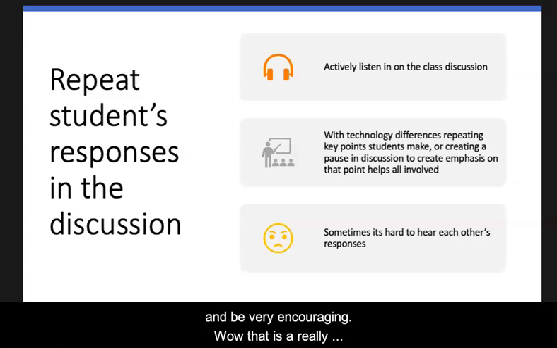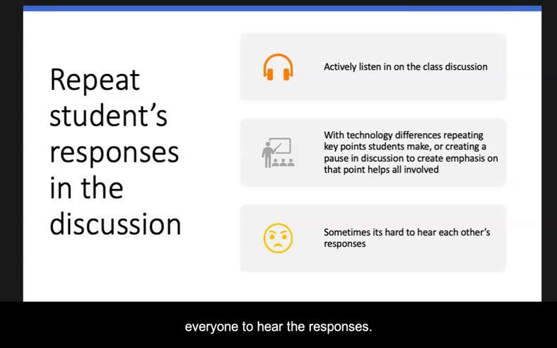Say, wow, that's a really interesting point. Can anyone else think of other ways to say that? Or can anyone else apply the vocabulary we learned for this course to that point to really bring it all together? And sometimes, unfortunately, due to technology differences and internet connections, it's just really hard to hear each other's responses. And therefore, repeating student responses in the discussion encourages whole class discussion by allowing everyone to hear the responses.